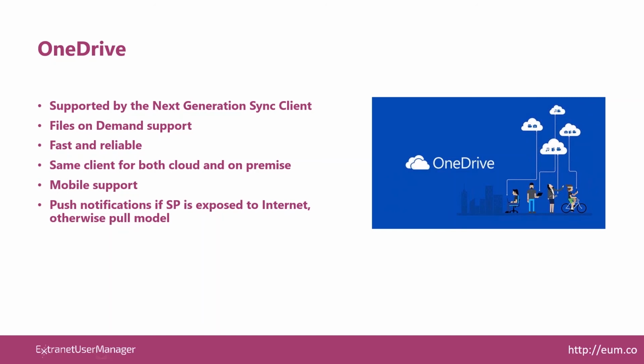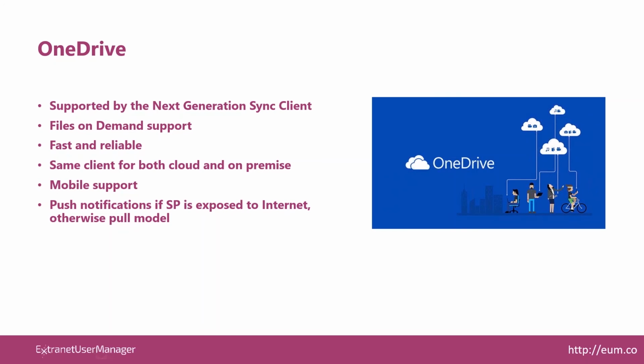That'll give you files on demand, where you can basically see all of your files from SharePoint 2019, and then pick and choose which ones you want to download from there. It's much faster, it's much more reliable, and it's the same client for both cloud and on-premise. So if you're in a hybrid environment, you can use the same sync client and be syncing both from your on-premise and from your cloud SharePoint environments.